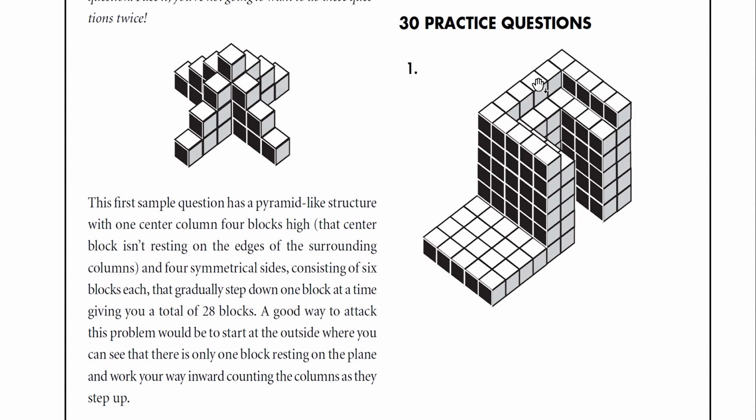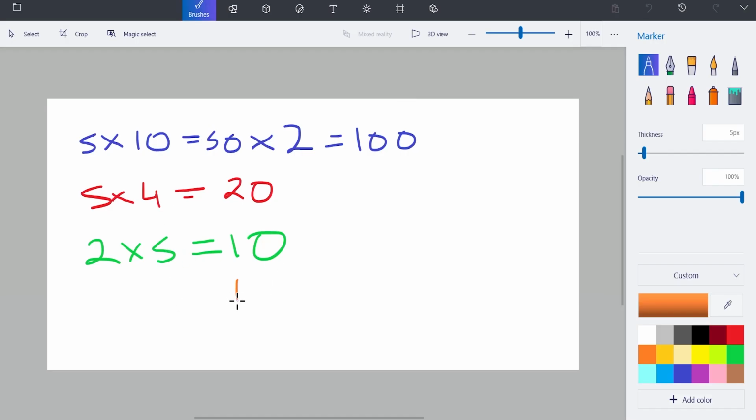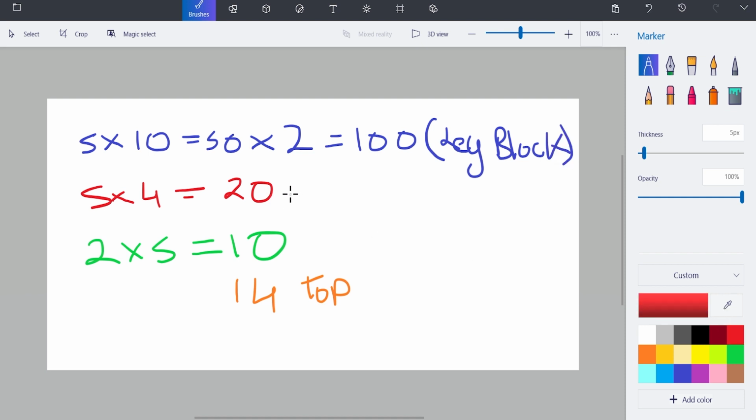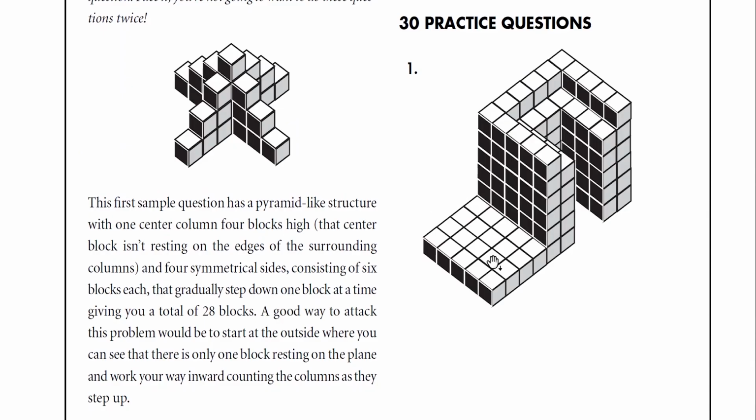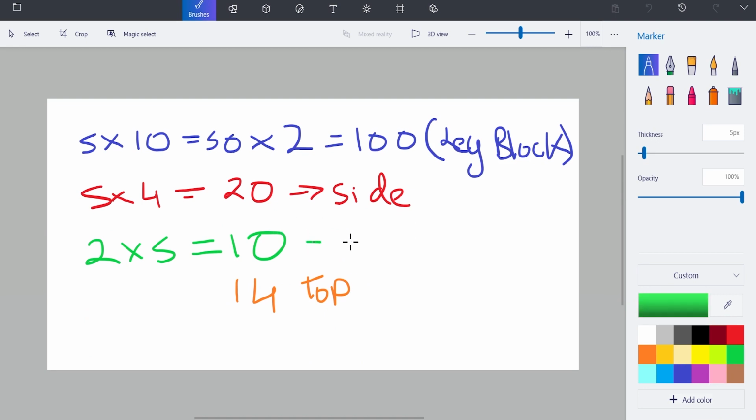Finally, in orange, we'll be working on these guys. It's 1, 2, 3, 4, 5, and then 1, 2, 3, 4. So that's 5 plus 5, 10, plus 4, 14. So finally we have 14 from the top. Then I'll just call these leg blocks, maybe. Then the 5 by 4 into 20 is the side one, side as in this side part. And the green is just the middle part.